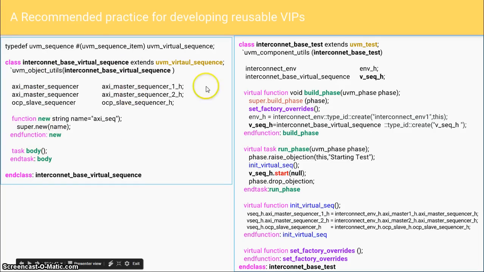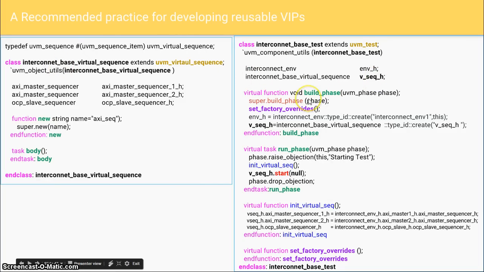The next part is to define a base test. Here the base test name is interconnect base test, which extends from the UVM test. In the interconnect base test, again you will have the handle of the base virtual sequence that we have already defined, the interconnect base virtual sequence, so v sequence handle.